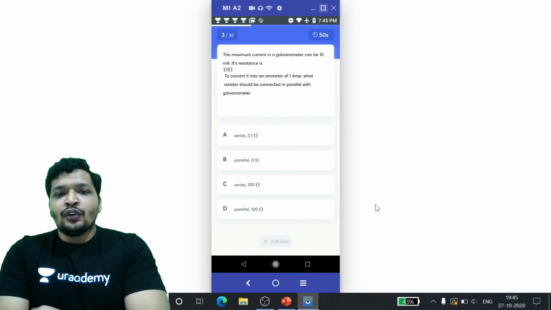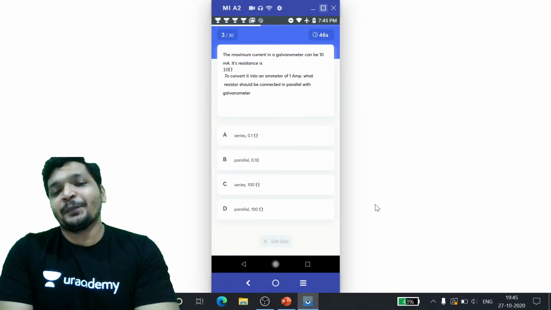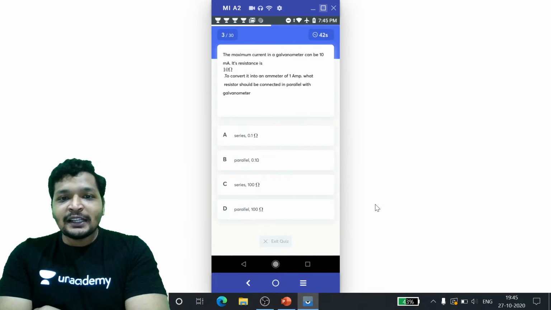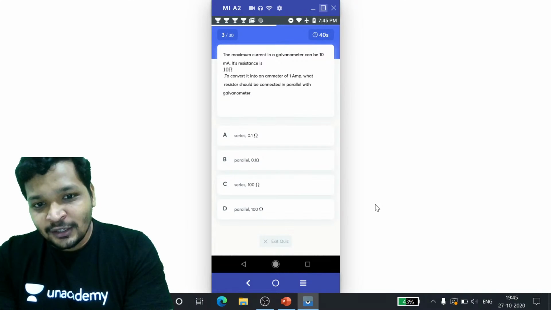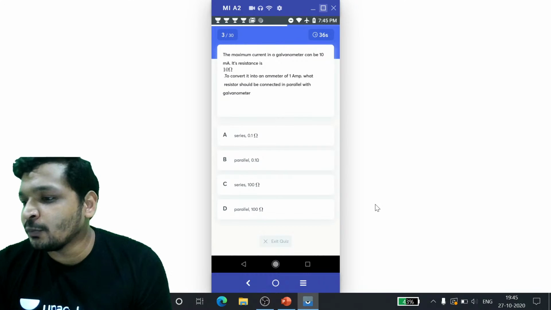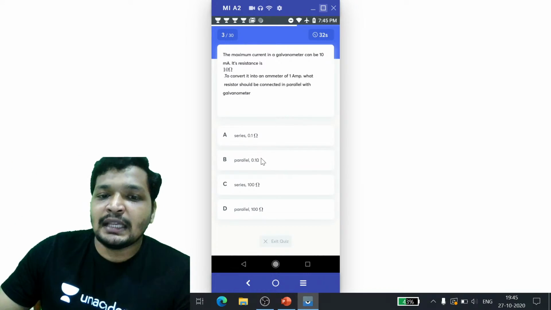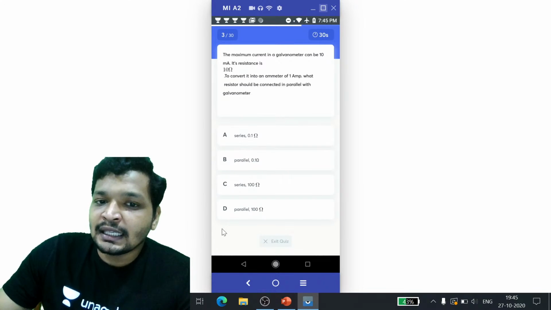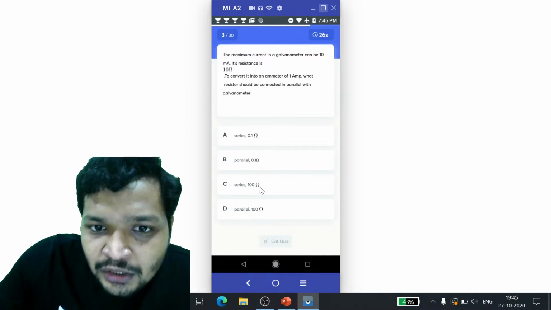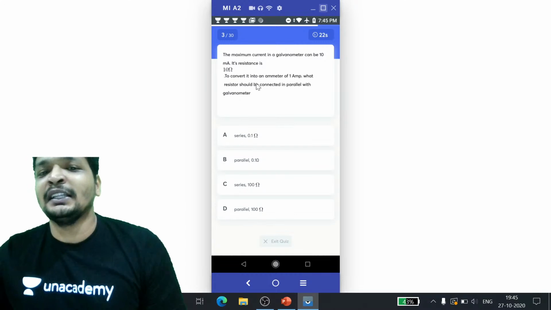Okay, so series goes. The answer should be among B and D. And among B and D, try to approximately work it out. What should be the answer? Because it's quite visible. Sometimes you need to move by the options, students. This is a way you can do in your JEE Mains as well, JEE Advanced as well. By the method of elimination, you then have two options. One is 0.1 ohms and the other one is 100 ohms. Guys, come on. This is very simple.